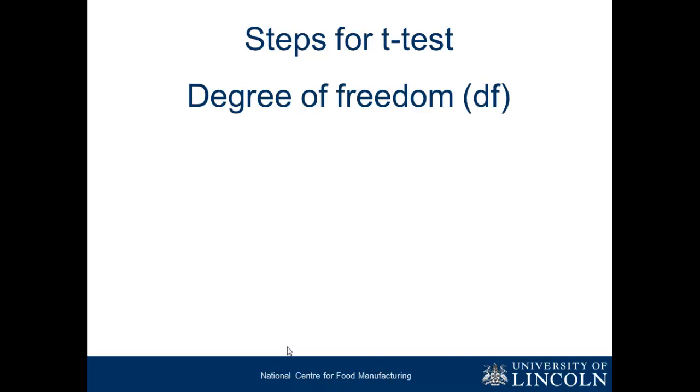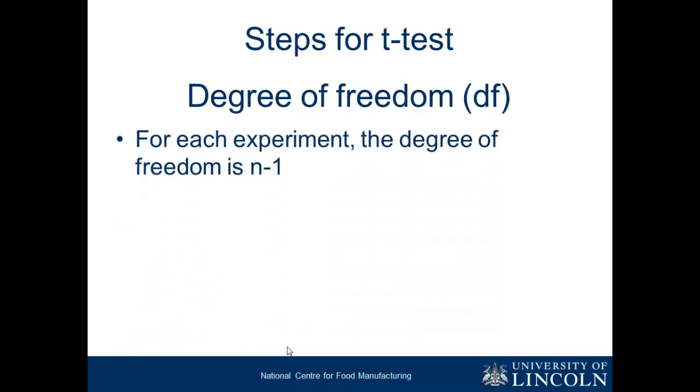Now, something that you need to get your t-test in the table is the degree of freedom. How do you calculate your degree of freedom? For each experiment, the degree of freedom is n minus 1, the number of items minus 1. Now, you look at it, we have 5 items, so it's going to be 5 minus 1.